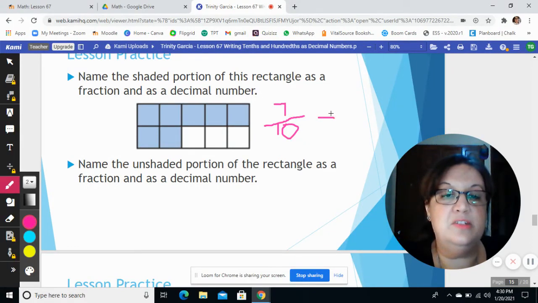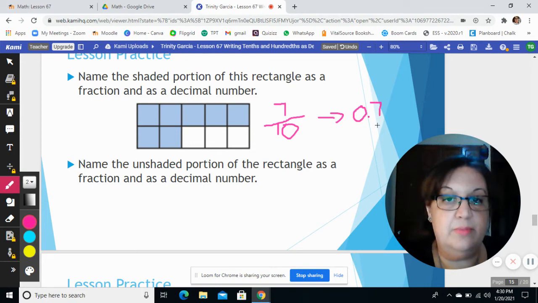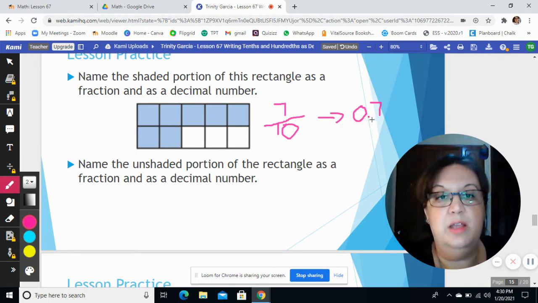Now, if we want to write that as a decimal, we need a 0 because there is no whole number. We put our decimal point, super important, and then we just need to put what? What's the last part? 0.7. Remember, we're over in the tens now. We're not in the hundreds, so we don't need to go over to this extra spot. We stay right here in the tens.